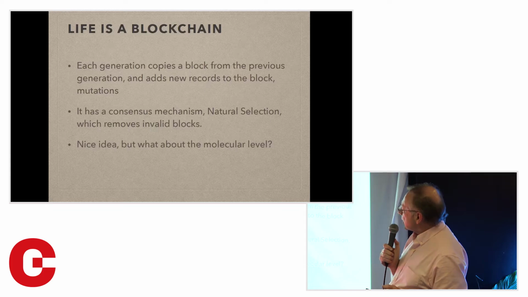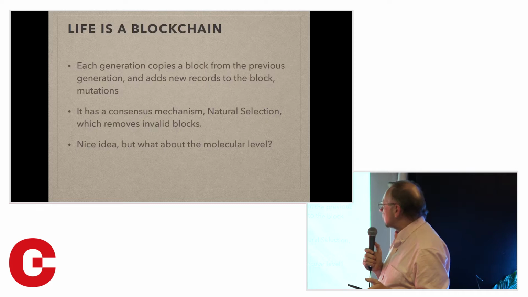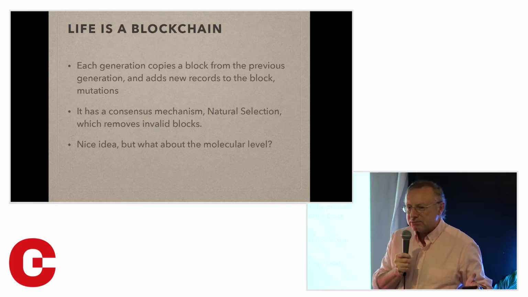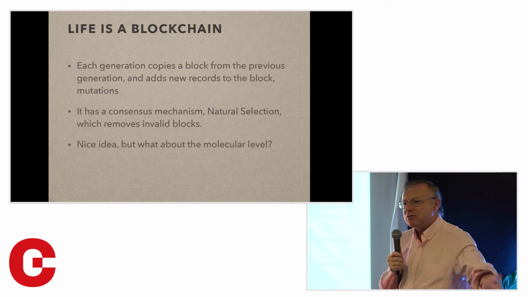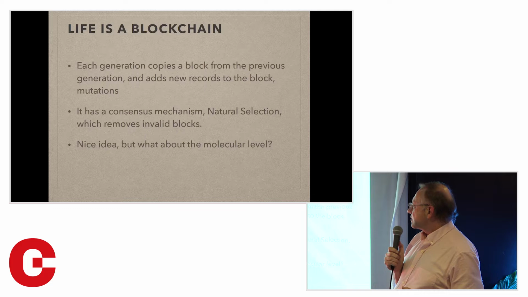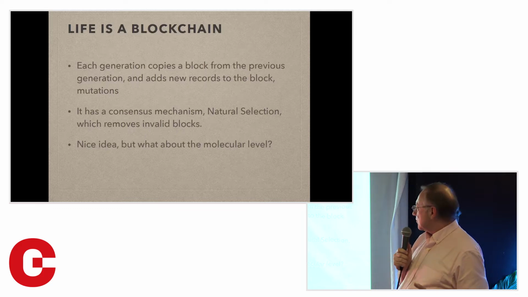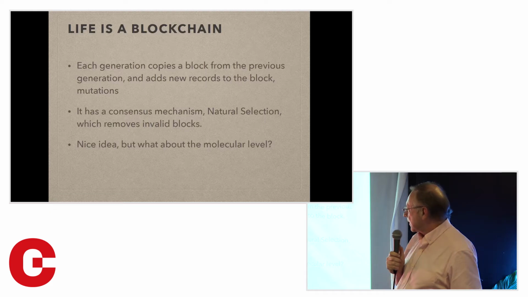So I thought about that for a little bit. I thought, okay, life is a little bit like a blockchain. Each generation copies a block into the next generation, and it adds new records, some mutations. And we've got a consensus mechanism called natural selection, which weeds out all the bad blocks. So that's kind of a nice idea.